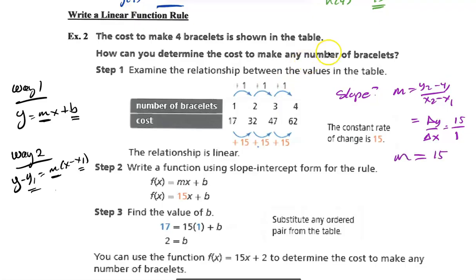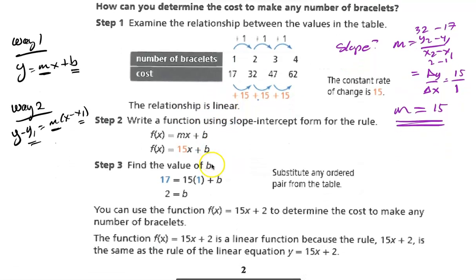Now again, I would have got the exact same answer if I did y2 minus y1 over x2 minus x1. If I used these two, it would have been 32 minus 17 over 2 minus 1. So whatever you feel more comfortable with. So you could do change in y, as long as it's constant, that's just your change of y. This would be my change of x. You're just doing slope in lots of different forms. So that is my slope. The fact that it's a constant rate of change means it is a linear relationship.